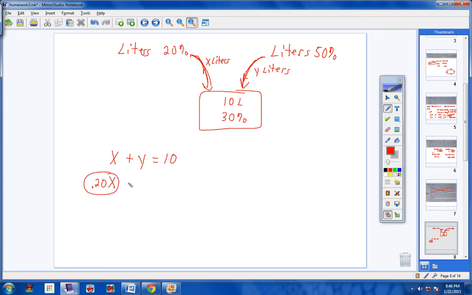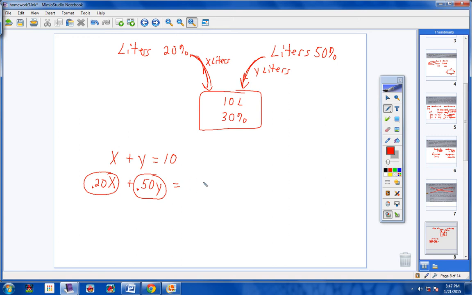Okay, think about it. 20% times your total liters gives you how many liters of acid you have. Plus, I'm going to take 50% times my y. Now when I take my total liters y and multiply by 50%, this gives me my total amount of acid only. So I'm really taking acid plus acid here. I know that I don't know how many liters of X I'm putting in, but however many liters it is, if I multiply it by 20, that gives my acid to me. I have no idea how many liters of Y I'm putting in, but if I multiply my total liters of Y times 0.50, it gives my acid to me. So I have acid plus acid should equal my total acid.